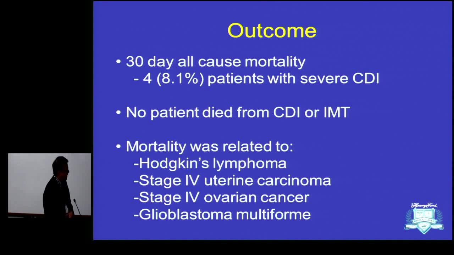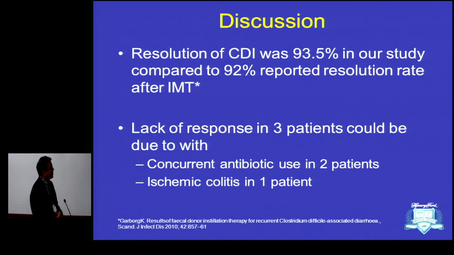If you look at resolution of CDI, it was 93.5% in our study compared to 92% reported overall in the literature. And lack of response in three patients from the beginning was probably related because one of them had a brain abscess, had to be on antibiotics, and total two people had active antibiotic use, and one person came in with an underlying ischemic colitis in addition to C. diff, so that's the person who underwent colectomy.